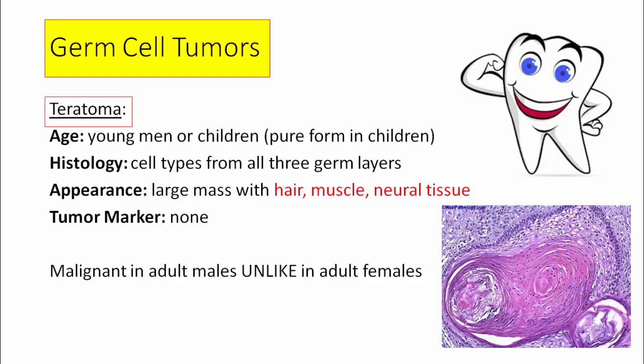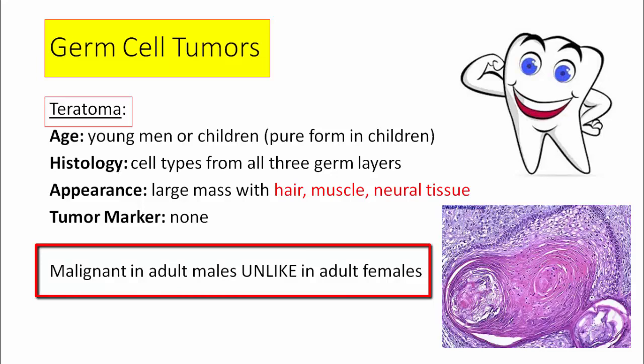Next, let's review teratomas. As you probably remember from the ovarian tumor video, teratomas are tumors containing cell types from all 3 germ cell layers: the endoderm, the ectoderm, and the mesoderm. Unlike in females, however, mature teratomas in adult males are malignant. This is a key distinction to make between testicular and ovarian teratomas.